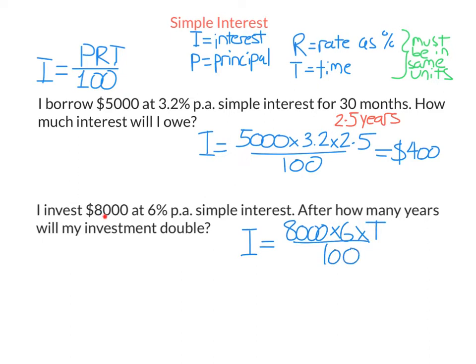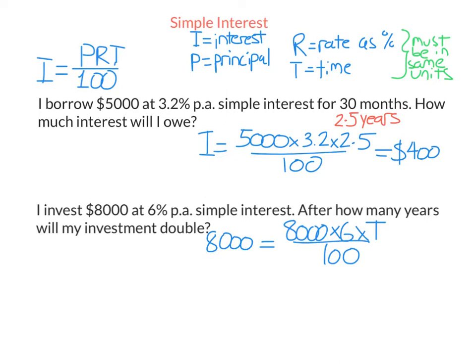Now, if I invest 8,000 and I want my investment to double, I want to have 16,000. So that means I actually want to earn in interest 8,000. If I earn 8,000 in interest, my investment will be worth 16,000. It will have doubled. So I just need to solve this equation for T.